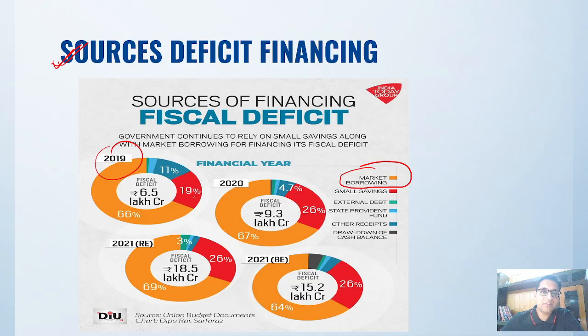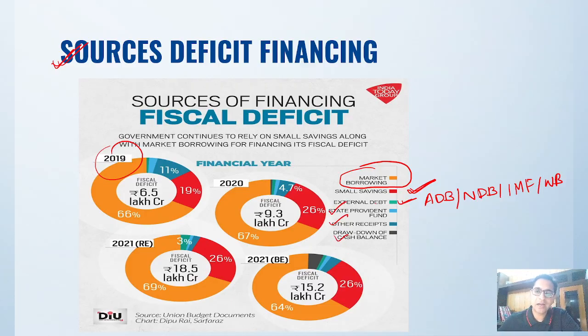Then after that we have 19%, that is from the small saving instrument. Government releases small saving instruments, right? NSC and all these things. After that, government raises another amount of money from external debts, from the Asian Development Bank, then the New Development Bank, then the International Monetary Fund, even from the World Bank and all those things. Then State Provident Fund and other receipts and drawdown of cash balances.